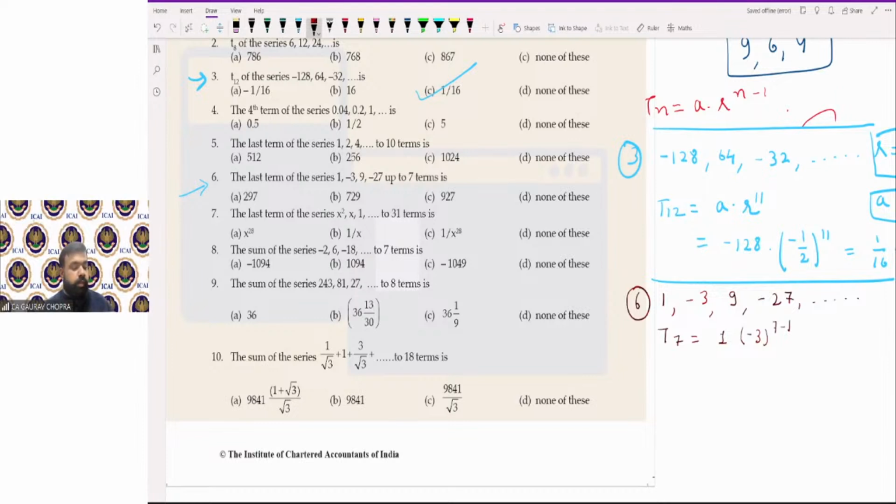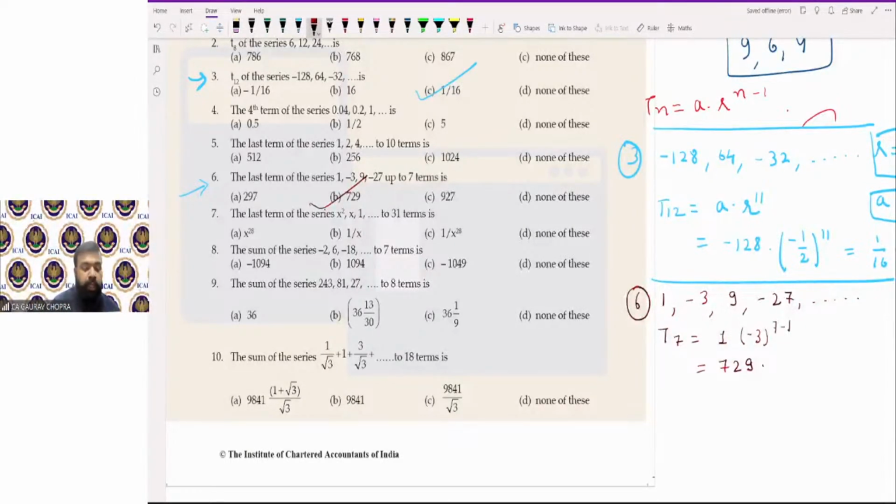Anybody? For question number 6. So minus 3 to the power of 6. It will become 729. Yes, Kumkum has given, Sana, Anuj, Manya, everyone has given correct. That is 729. Option number B is the perfect answer. Great. Good going, guys. Very good.